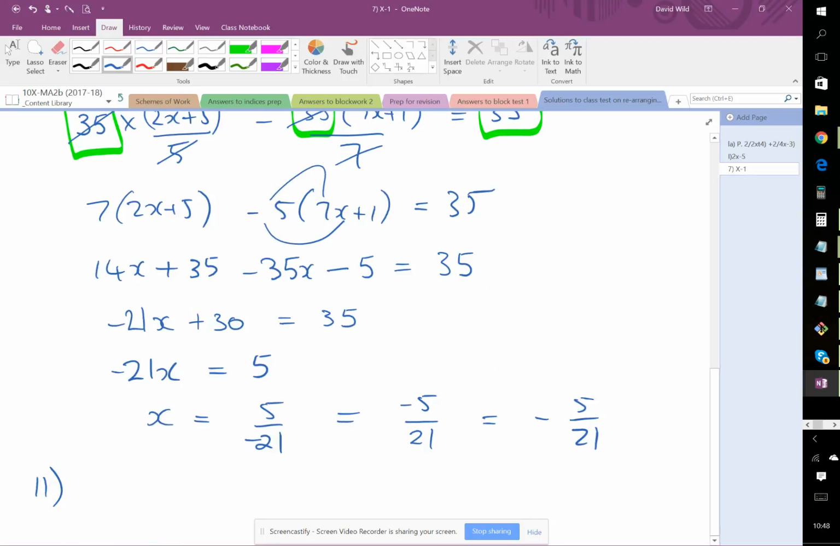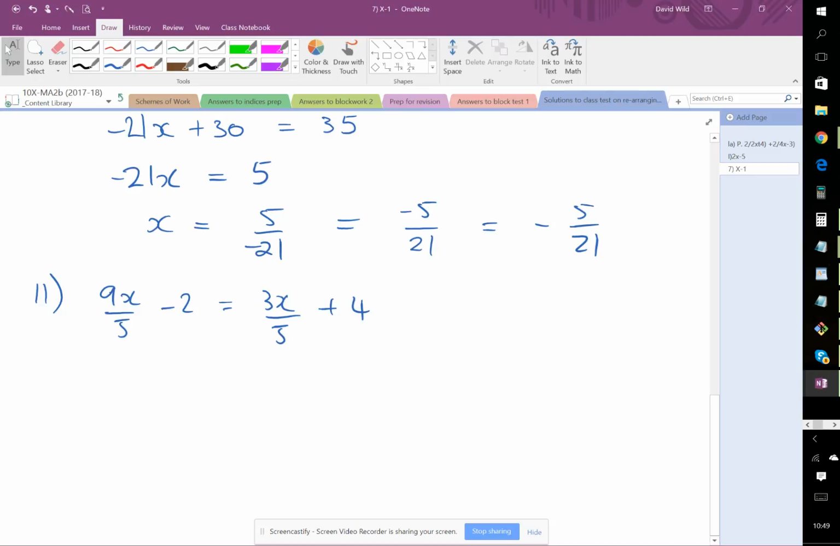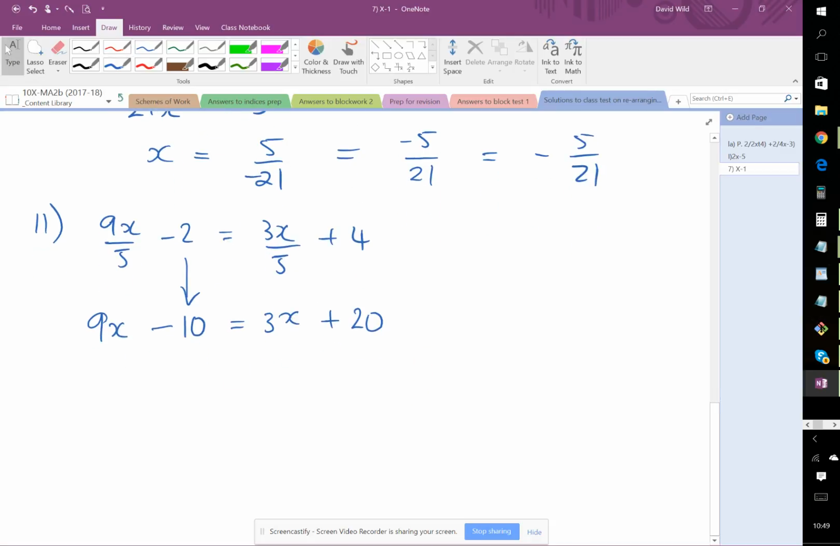Right. Question 11. 9x over 5 minus 2 is 3x over 5. Nice and quiet now, Alex, please. Okay, we've got 5s on the bottom. Let's multiply through by 5. Let me tell you what people did. They correctly did that, then they forgot to multiply that by 5 here. Add 20, must multiply all of it by 5. Now subtract 3x from both sides to get the x's together. And add 10 to both sides.